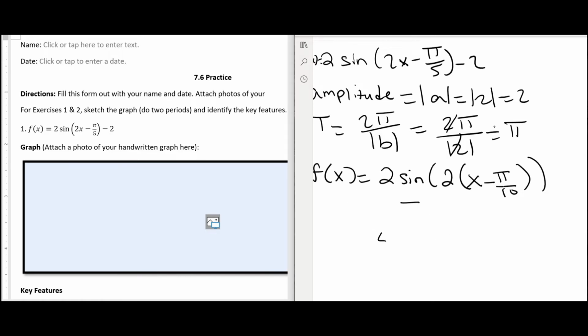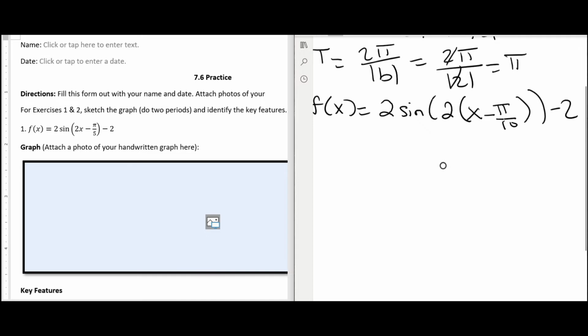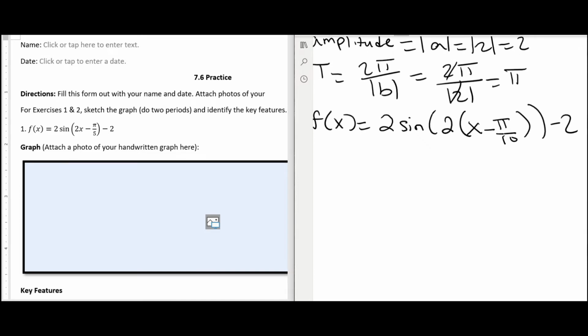All right, so we're able to find our phase shift now from this information. In this case, since there's a minus sign here, that means my phase shift is positive. If there was a plus sign there, the phase shift would be negative, okay? So the phase shift, remember, is given by your C term, and your C term is positive pi over 10, which means it's shifted to the right. Okay, so it's pi over 10 to the right.